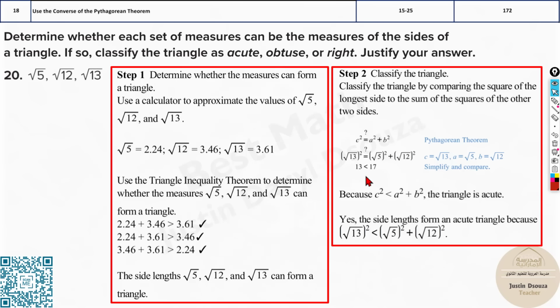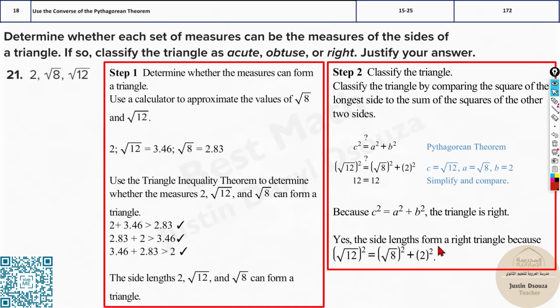Over here it is acute because the hypotenuse squared is less than the sum of the squares of the other two sides. Therefore it's acute. Similarly, over here also you can solve them. Over here it's a right triangle because both are equal when you solve it. Almost all the problems given to you are triangles, so since it's not required in writing, you don't need to do this. You can jump over here.